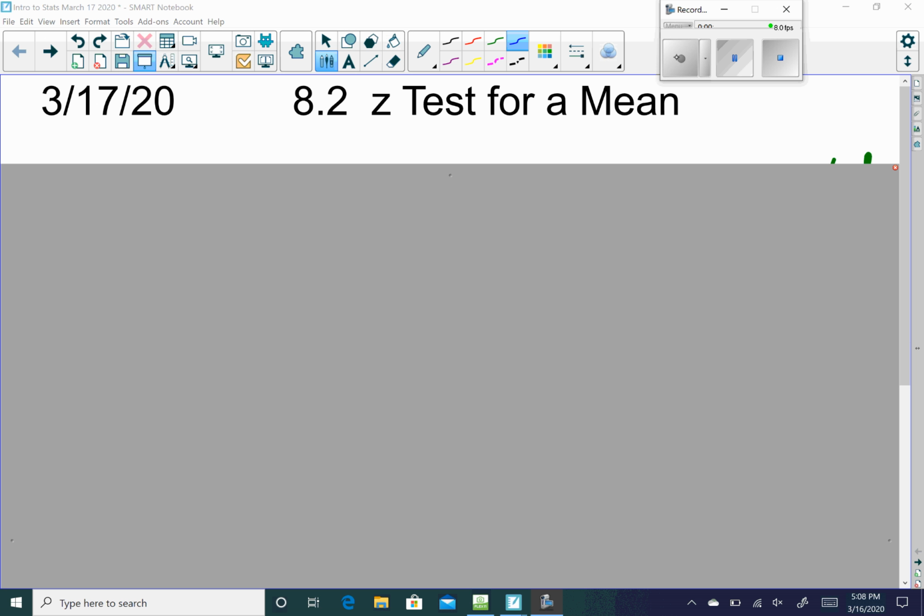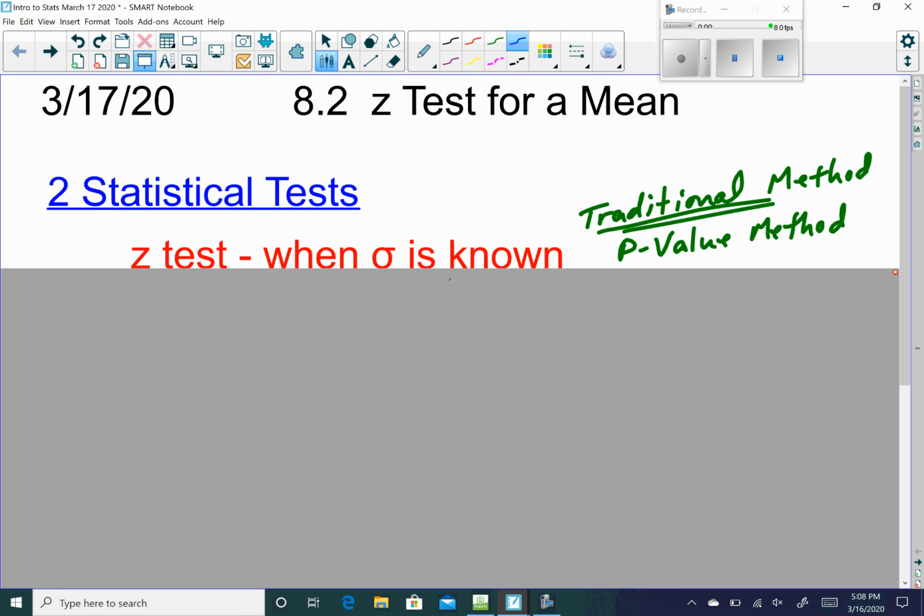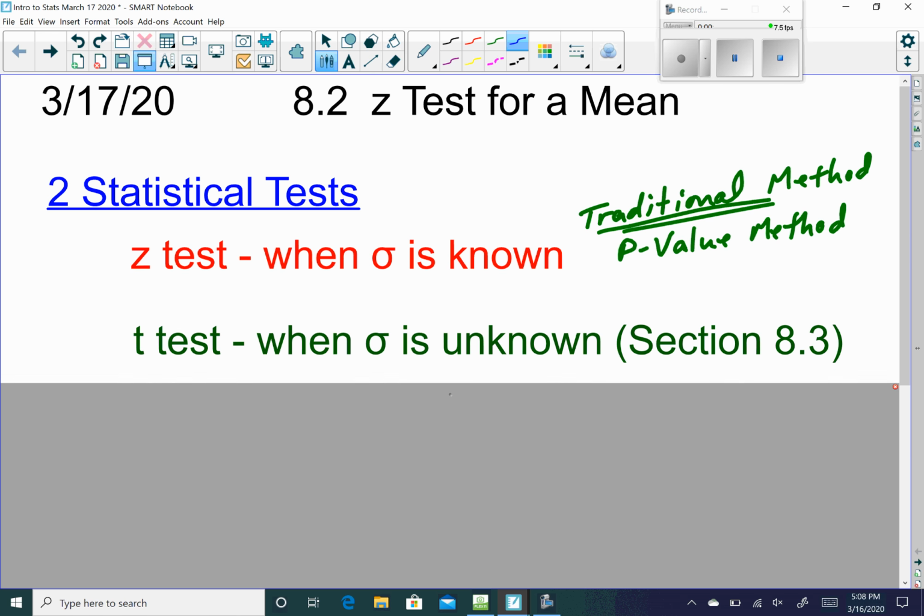Today I'm going to start section 8.2. This is a pretty large section, so I'm going to break it into two video lessons. So for today I'm going to give the start of section 8.2 and part of the worksheet to do for today and tomorrow, and then on Thursday I'll pick back up with the second method to do a z-test for me. So in sections 8.2 and 8.3, they cover the two statistical tests.